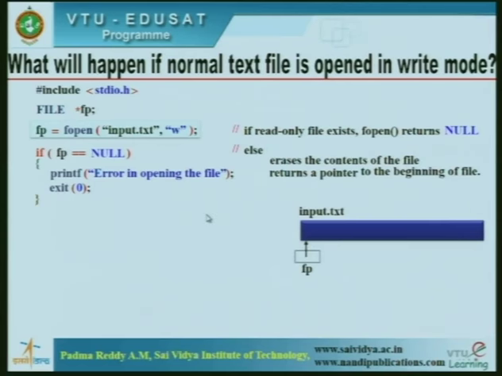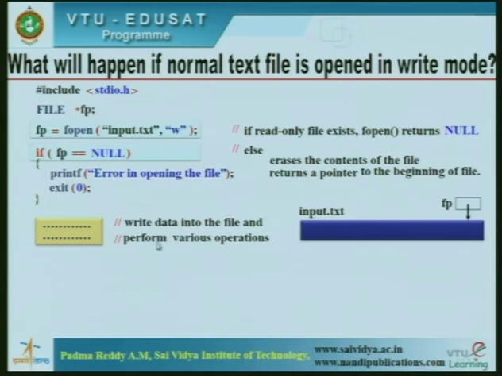So you should be very careful when you are opening the file in write mode, because the earlier contents of the file will be deleted permanently. You will not know what was there in that particular file unless you store it in some other place. Now, if fp equal to null? No. So control comes here, and here we write the data into the file and perform various operations.